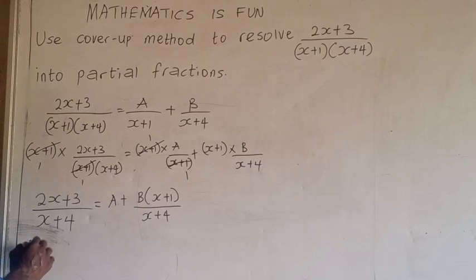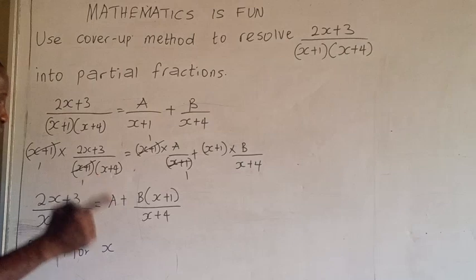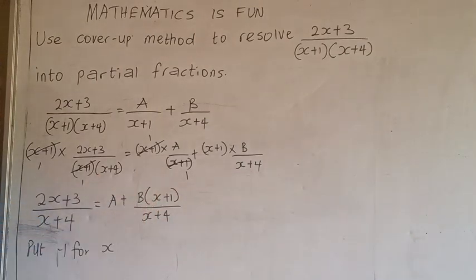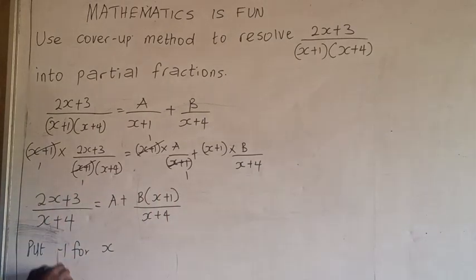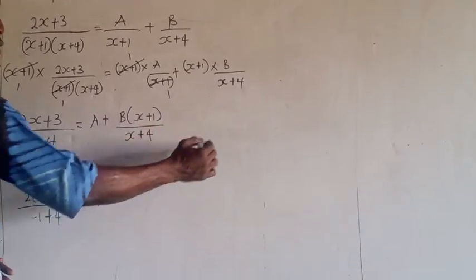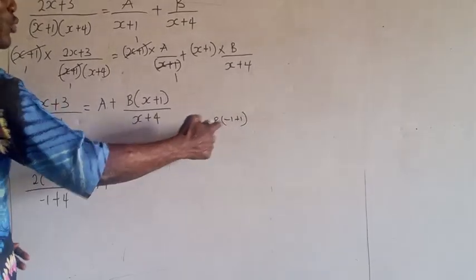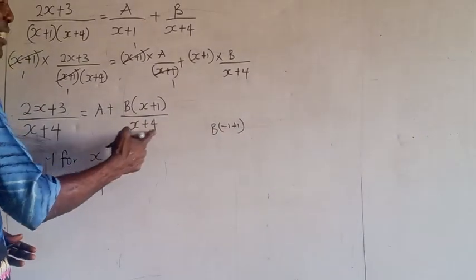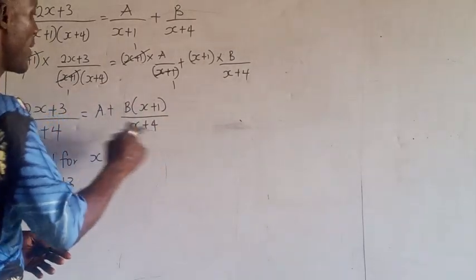So with that, we put minus 1 for x. Remember, not minus 4, please. Putting minus 4 here makes this become undefined. Putting x as minus 1 simply means anywhere I see x, I write minus 1. So 2 into brackets minus 1 plus 3 over minus 1 plus 4 equals A. Let's quickly check this one. We have B into brackets minus 1 plus 1. That's 0, so 0 times B is 0, and 0 divided by whatever we get here gives us 0. That way, we have successfully eliminated B.